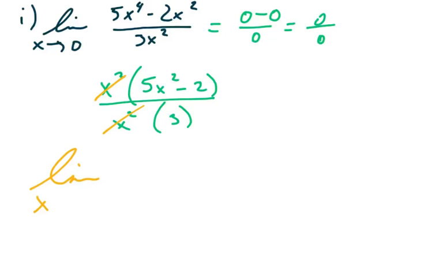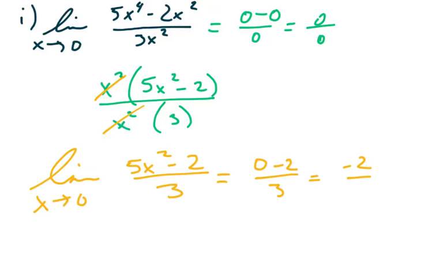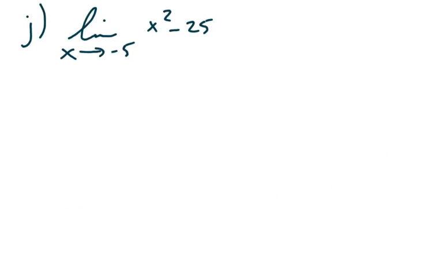And now we are going to reevaluate our limit, again, of our simplified function. And when I plug in 0, we're going to get 0 minus 2 over 3. So negative 2/3 is our final answer. That's going to be our y value that we are approaching as our x value gets closer and closer to 0.